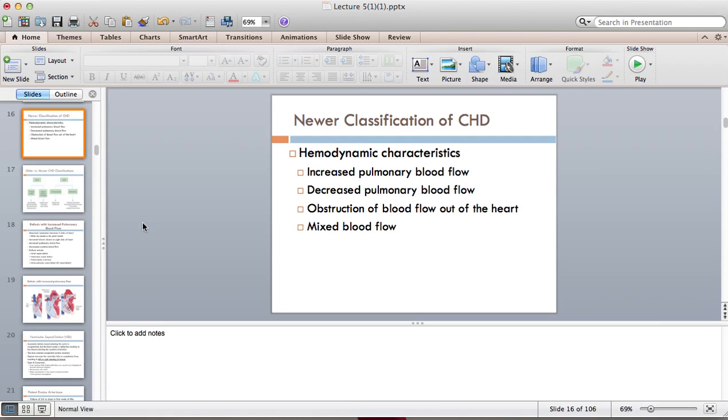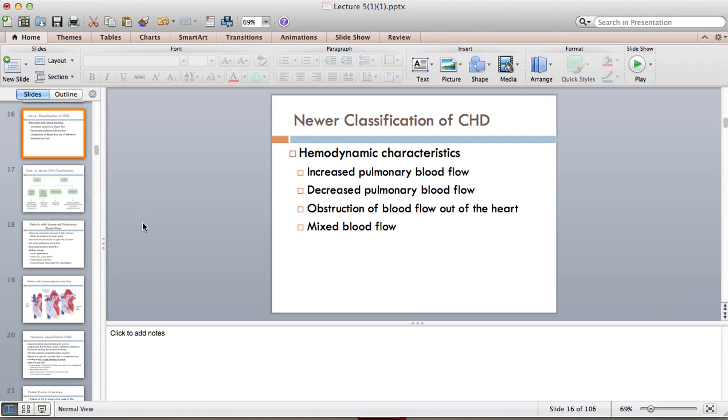So this brings us to the newer one. So now, because of that, how do we define hypoxia? Because each person will kind of write their own thing. So now they sat together and decided to reclassify congenital heart defects by the hemodynamic characteristics of those conditions. Ones that will increase pulmonary blood flow, or ones that will decrease blood flow, or ones that will result as a result of obstruction of blood out of the heart or mixed blood flow.